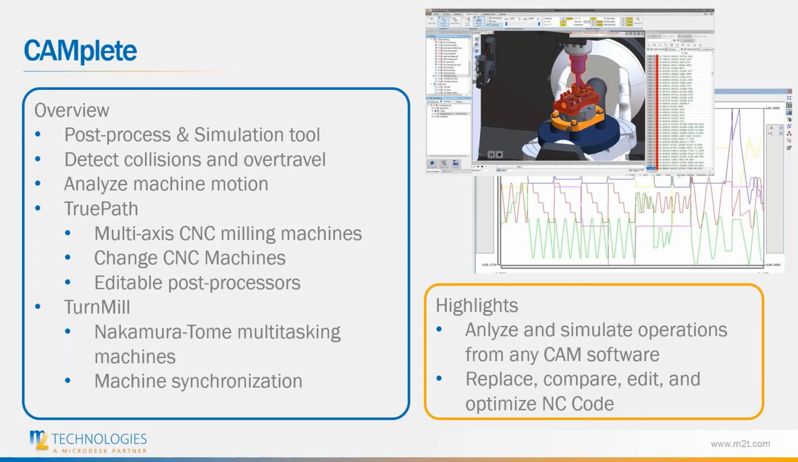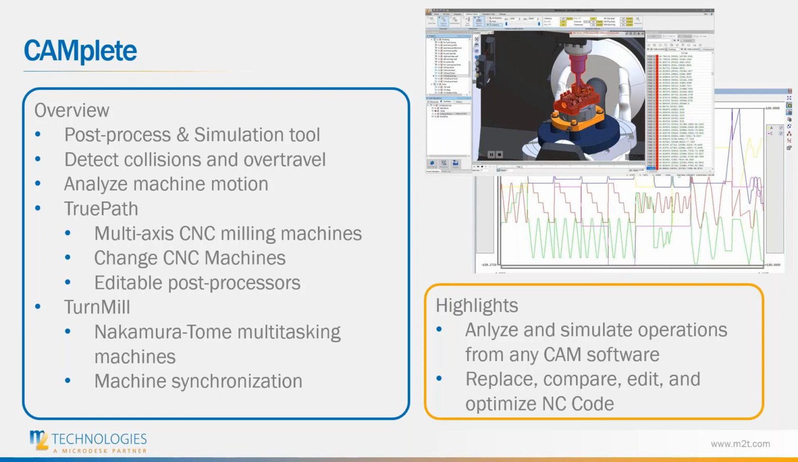And then the last application we're going to be looking at today is CAMplete. So CAMplete is a post-process and simulation tool. So after you've completed all of your CAM programming, you can use CAMplete to optimize your post-processing, simulate the tooling, and analyze the performance of your milling operations. It will detect collisions and over travels. It allows you to analyze that machine motion.